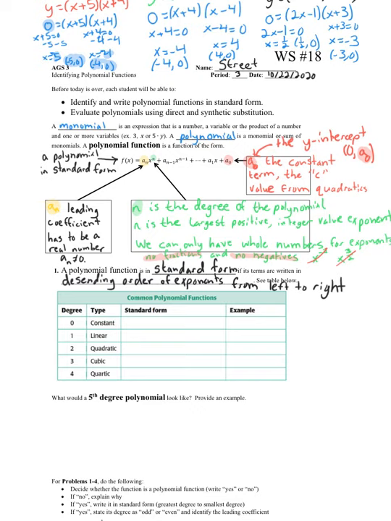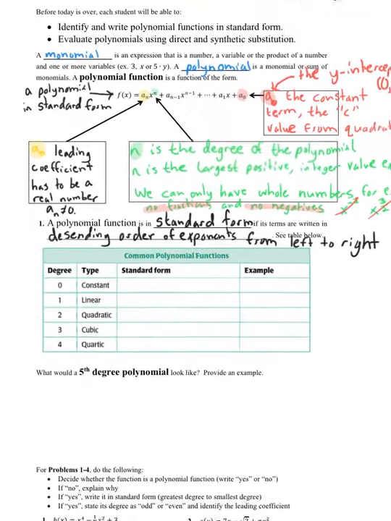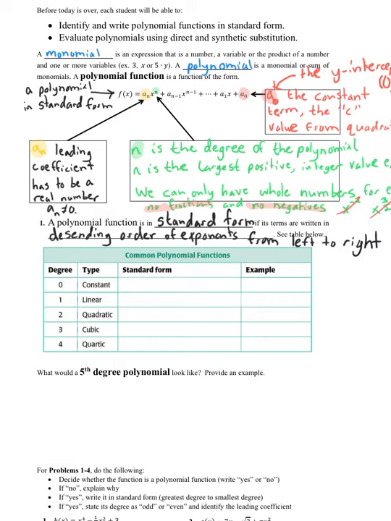All right, so some examples of standard form. We're going to talk about the degree of the polynomial. Okay, so degree 0 is going to look like this. Just the constant term, a sub 0. And an example of that would be like a 4. I don't know, something like that.